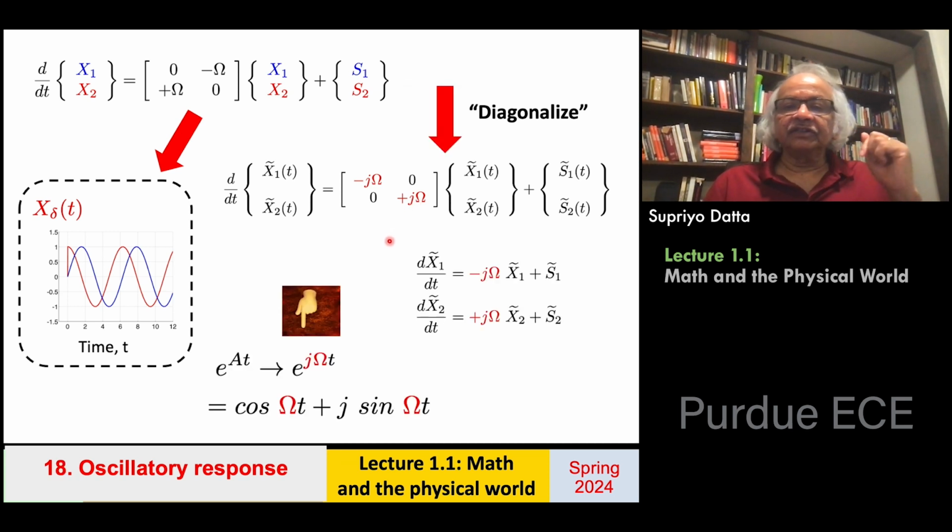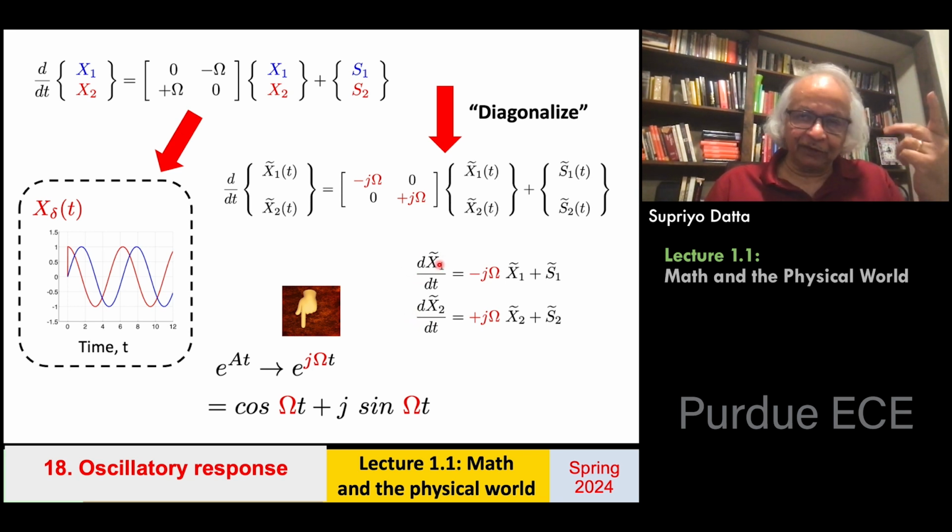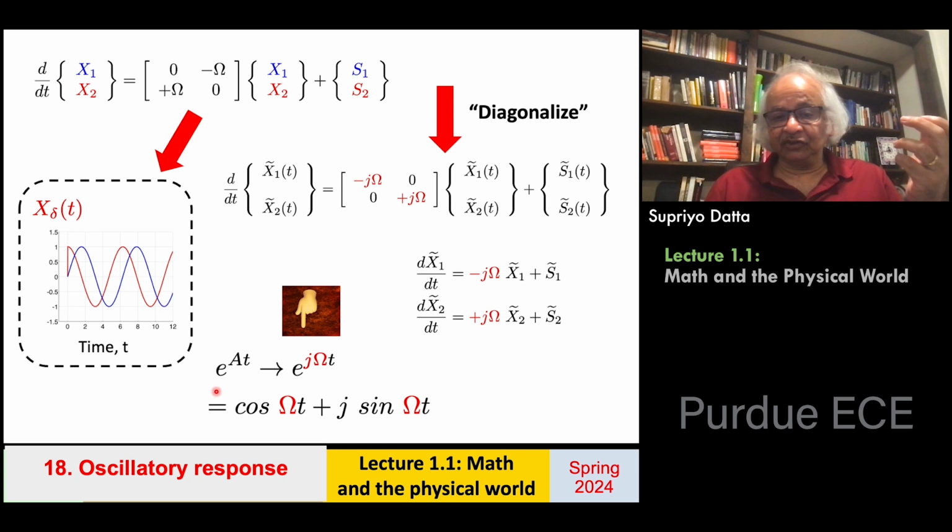Now, what's the advantage of that? Well, because it's diagonal, it means x1 and x2 are not coupled to each other. This is essentially two separate equations, and each one looks like what we started with, namely a one component simple thing, for which we had seen that the solution was e to the power at. Now the solution will be e to the power j omega t, with plus j omega or minus j omega. And as you know, exponential of j omega t has a real part and an imaginary part, the cosine and the sine, which are oscillatory functions. So that's why that equation gives you an oscillatory response.